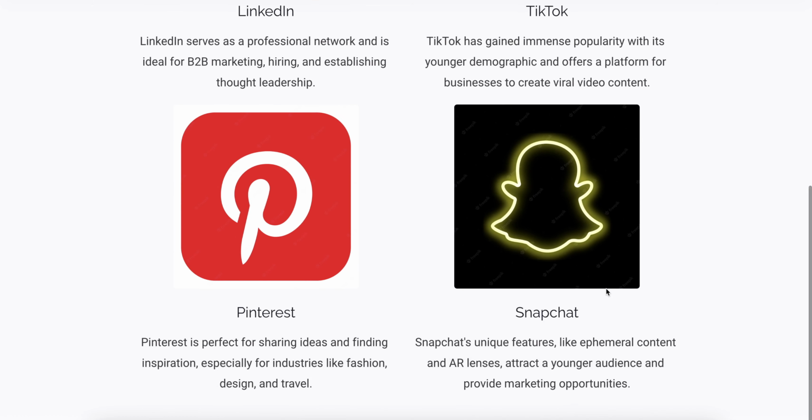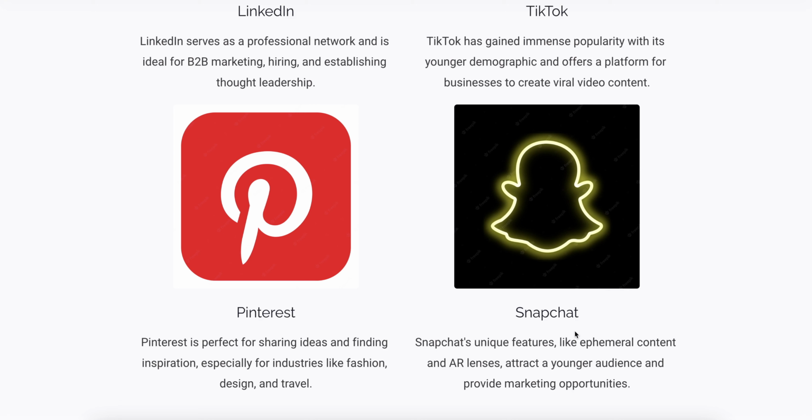Then, of course, you've got Pinterest. It's great for sharing ideas and finding inspiration, really heavily used by the design, fashion, and travel industries. And then Snapchat, Snapchat's trying to come back into the program.